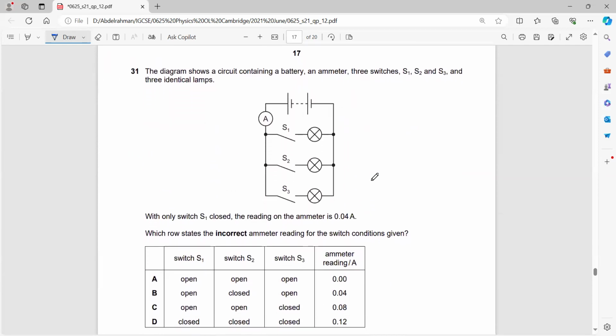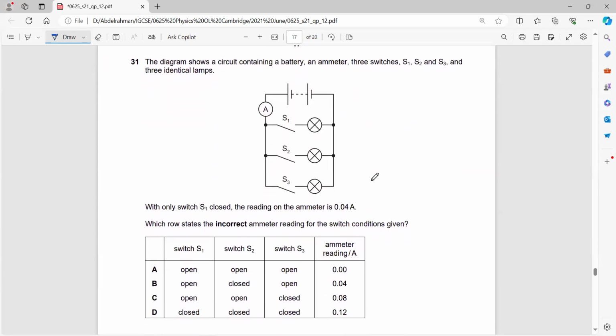Three diagrams show circuit switches S1, S2, and S3. With only switch S1 closed, the reading on the ammeter is 0.04 amperes. If we close switch S1, the reading is 0.04 amperes. Which row states the incorrect ammeter reading?